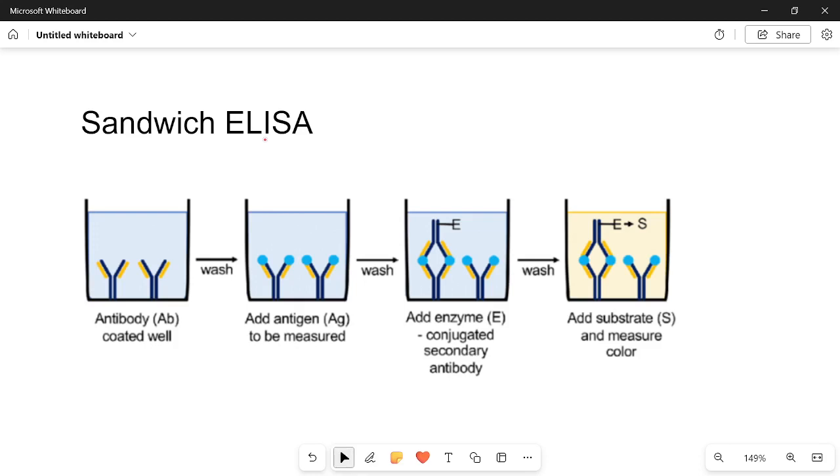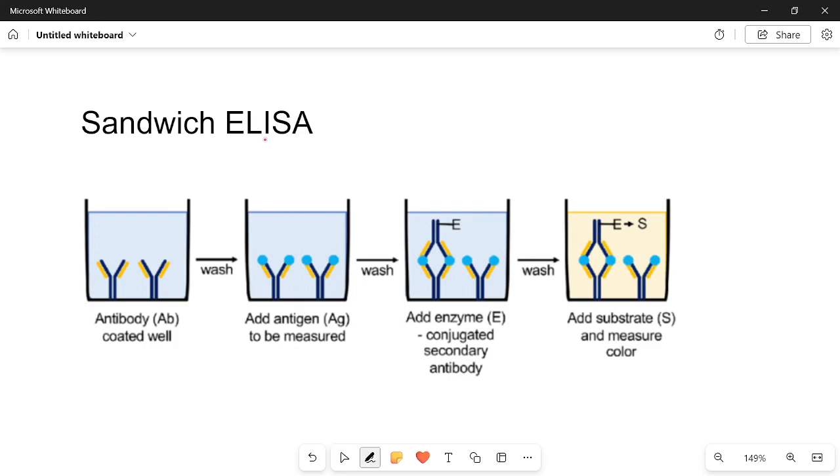So we can see what are the steps involved in this type of ELISA. The antibody is immobilized on a microtiter plate. Sample containing unknown amount of antigen is allowed to react with the immobilized antibody. The well is then washed. The enzyme conjugated secondary antibody, which is specific for a different epitope on the antigen, is added and allowed to react with the bound antigen.